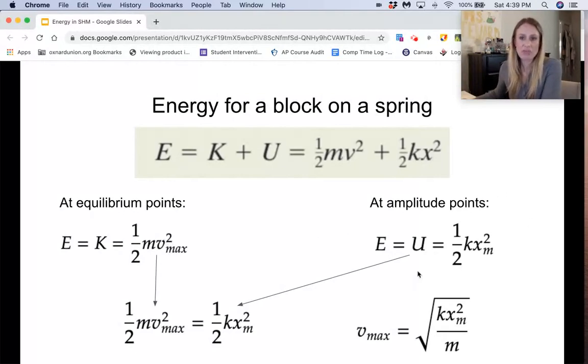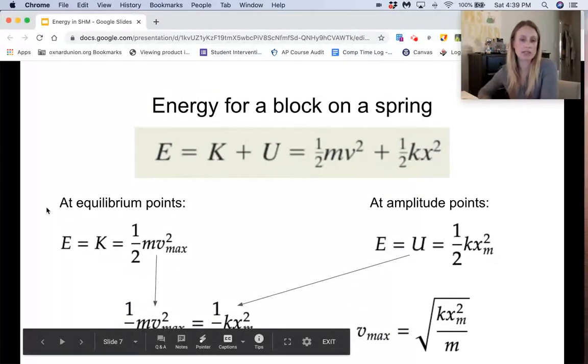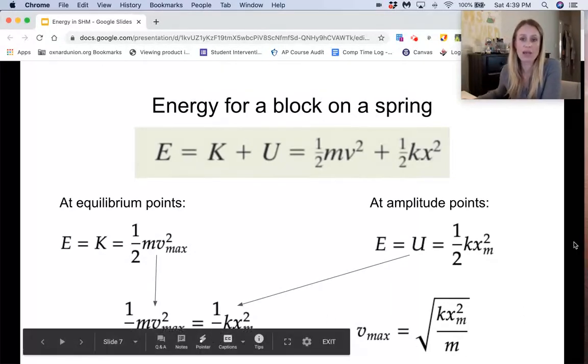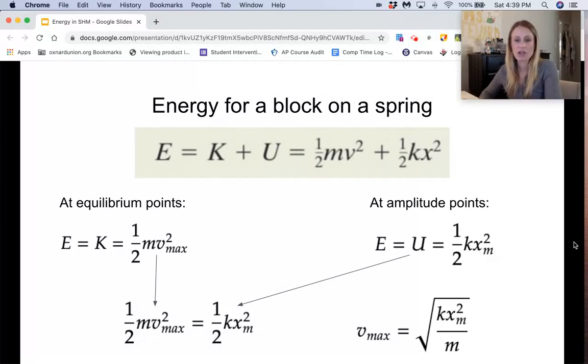And then at the amplitude points, like we said, all the energy is in potential energy. So maximum potential energy is 1/2 times our spring constant k times the amplitude squared. Now, because these are both equal to our total energy, we can set them equal to each other, which is what I'm doing down here. So if we set those things equal to each other, we can cancel out that 1/2. And then if we solve for maximum velocity, we get this equation that's on the bottom right here. So if you know your spring constant k, your mass, and your amplitude, you can find the maximum velocity using this equation.